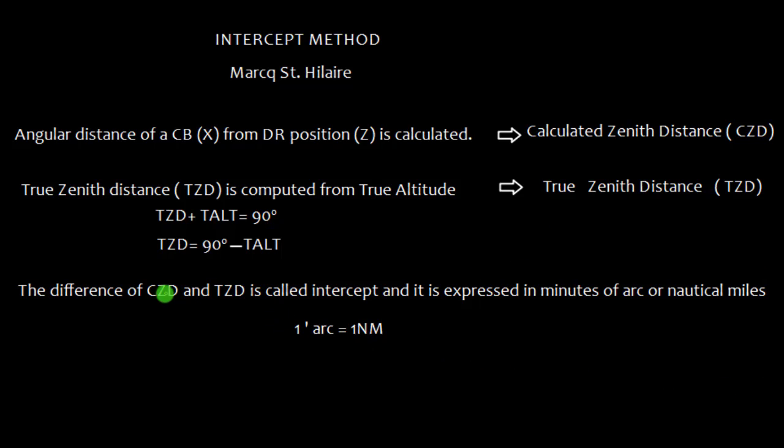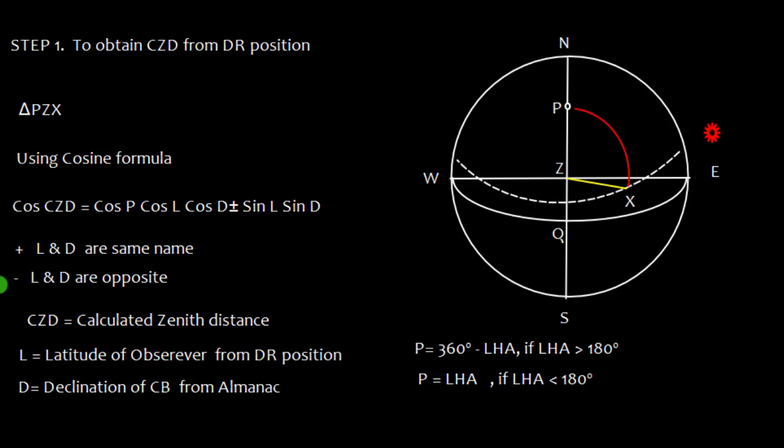Well, the difference of calculated zenith distance and true zenith distance is called intercept, and it is expressed in minutes of arc or nautical miles. So we can say 1 minute of arc is 1 nautical mile. So let's talk about the steps which involve the calculation, and the first step is to obtain the calculated zenith distance from a DR position.